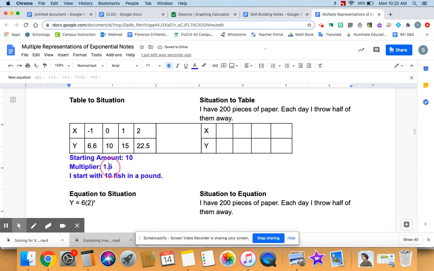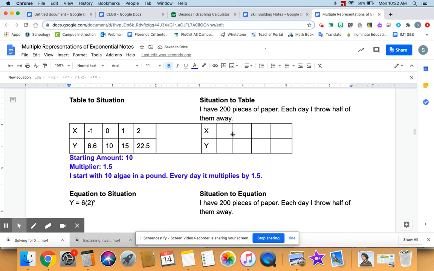So the problem with this one is I can't have half a fish. So let's do algae. You know, like that little mossy stuff at the bottom of a pond. It's like a plant. So start with 10 algae in a pond. I'm going to go with, each day it multiplies by 1.5. And that's it. That's all I got to say to go from a table to a situation.